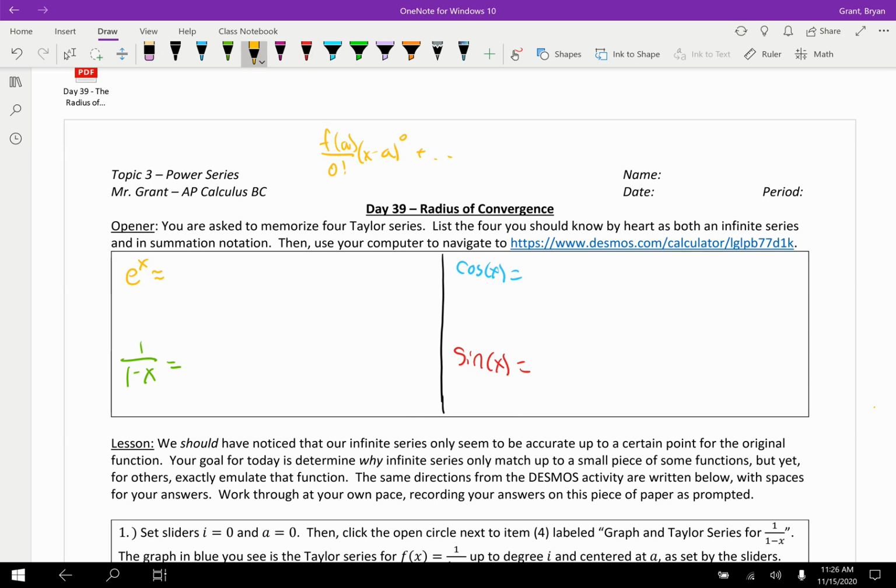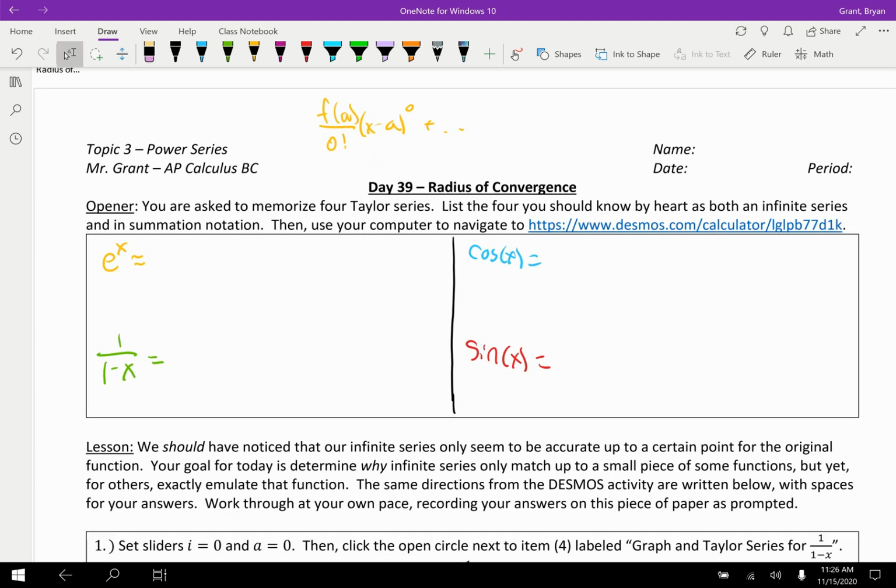So why don't you take a quick second to write these out, maybe go out a couple terms, and then don't forget to include your summation at the end. Good luck. Okay, running through these ones quickly.